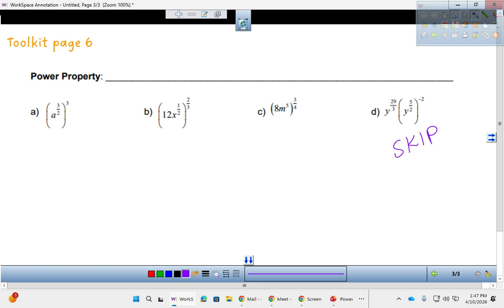We're going to do the power property straightforward. The power property could come across like the multiplication property because you're going to see some parentheses, but there's nothing like next to each other. That's multiplication.